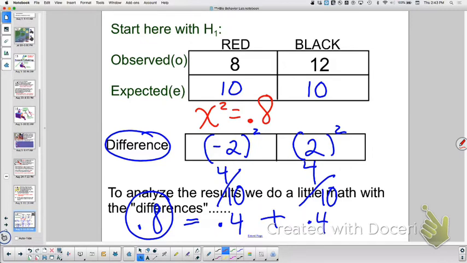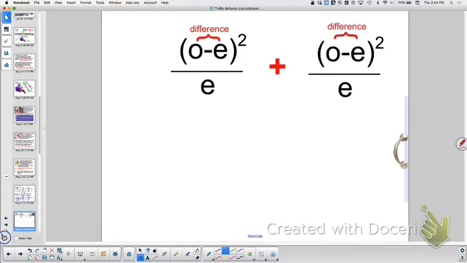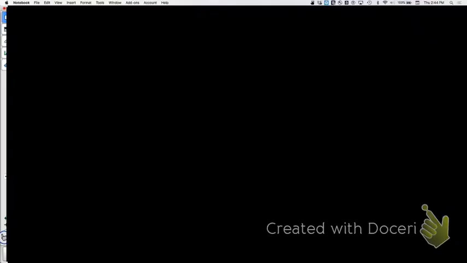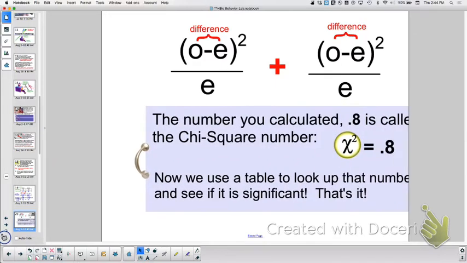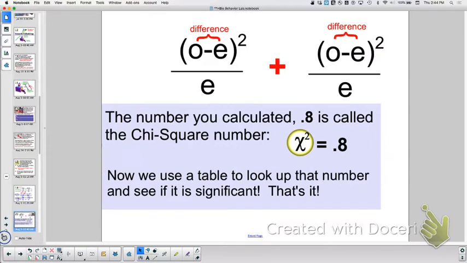So let me show you here. Okay? We took observed minus expected. We squared it over what we expected. Do you agree? And then we did it for the red. Observed minus expected, squared it over what we expected. And here, that number is 0.8, and then all we have to do is look up that number on a chart to see if that's statistically significant or not. Were we off so much?